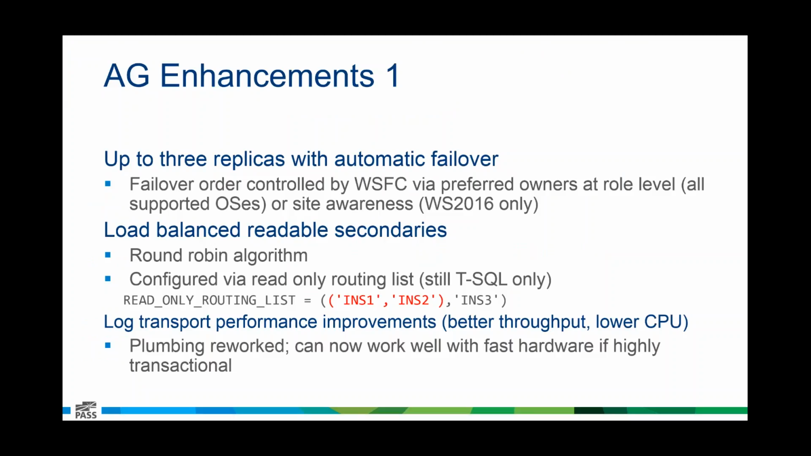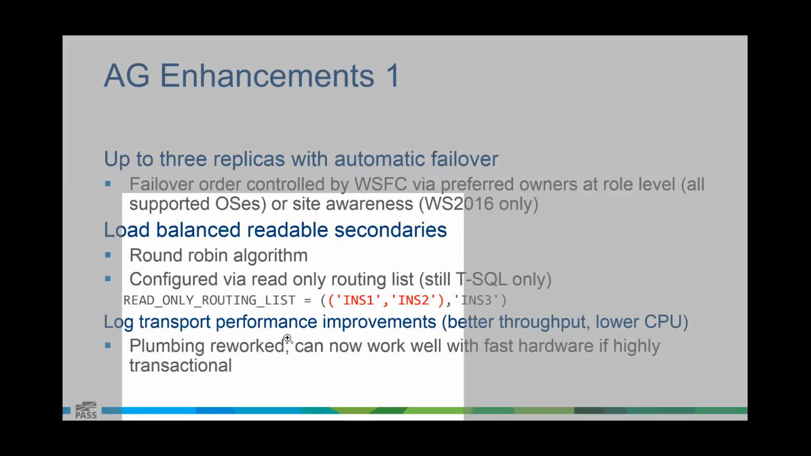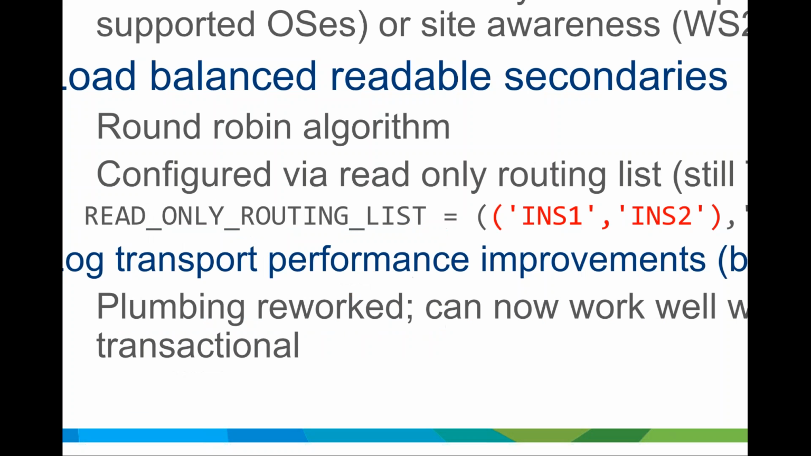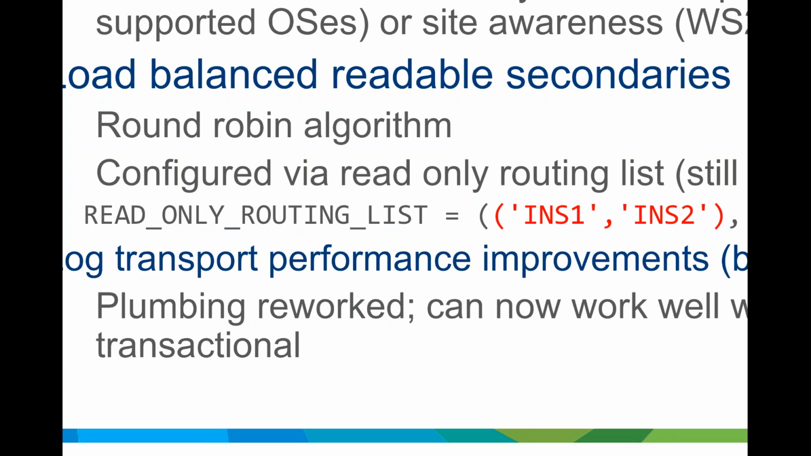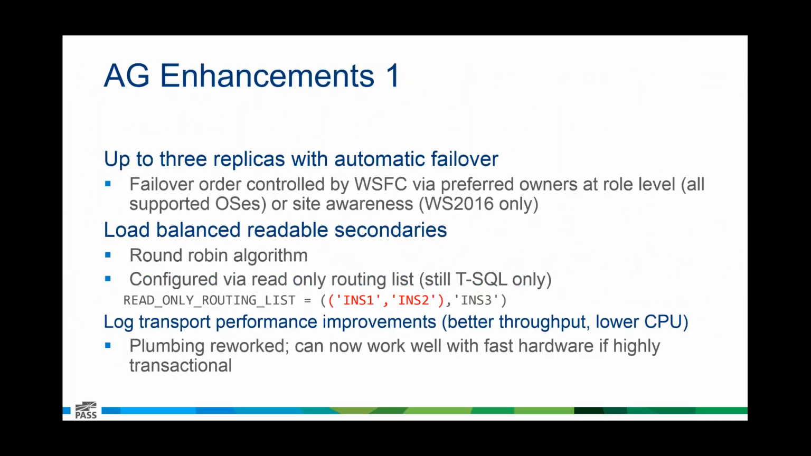Another enhancement, again, may not seem like a big deal to some, but is actually really an important improvement, is the fact that when you have readable secondaries and you had more than one, basically it just went in order. So unless the first one was down and you were using the listener to connect to it, it would always go to that first one. When you create your readable secondaries now, they can be load balanced with a round-robin algorithm. So that red stuff there that's highlighted, that's the change in syntax. If you have more than one that you want to be round-robin, that's how you would do it. I don't have a demo of this, but just know that this is a feature that a lot of people requested.